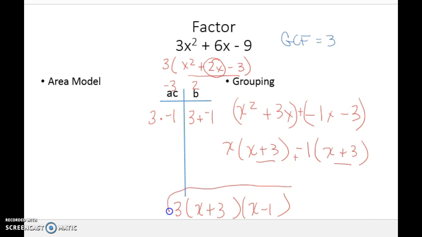So we're done. When you think you're done, please double check. Make sure none of these factors had a GCF that you should have brought out at the very beginning. All right, so if you end up with like 2x plus 4 down here, then you need to factor out that 2. All right, so be careful.